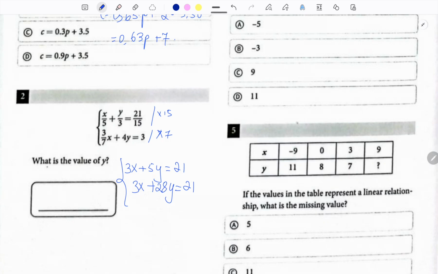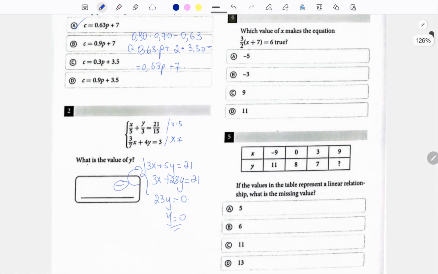So if we subtract the second equation from the first one, we will get that 23y is equivalent to 0. And divide both sides of this equation by 23, we get that y is equivalent to 0. So the correct answer is 0.